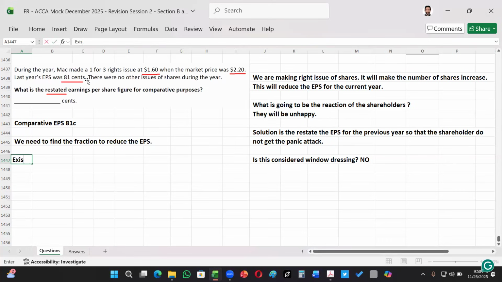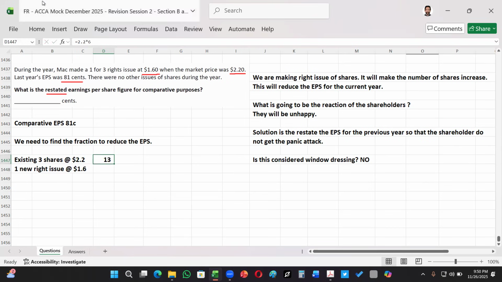existing shares. How many shares? We have the existing 3 shares at the rate of a dollar. The price that is existing is $2.2, and we had one new rights issue at the rate of $1.6. This is the situation right now. Okay? So we calculate that value, 2.2 into 6.